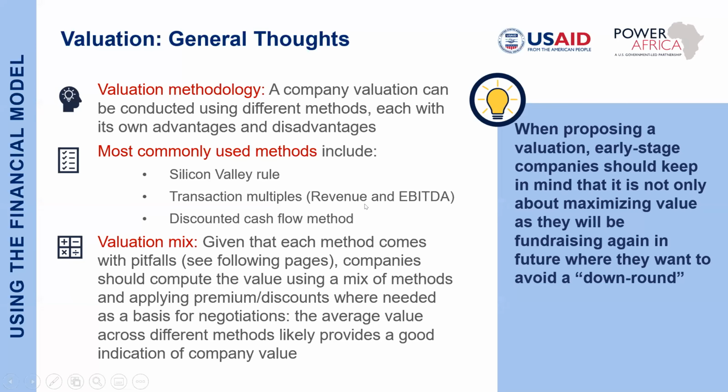So generally a company valuation can be conducted using different methods, and some of the most commonly used ones are the transaction multiple method, which is either the revenue multiple or the EBITDA multiple. And then there's also a simple rule of thumb, which we call the Silicon Valley rule. And then another common one is the discounted cash flow method. Given that each of these methods comes with its own advantages and disadvantages, we suggest that companies compute the value using a mix of methods and also apply premiums or discounts where needed, as a basis for the negotiations.